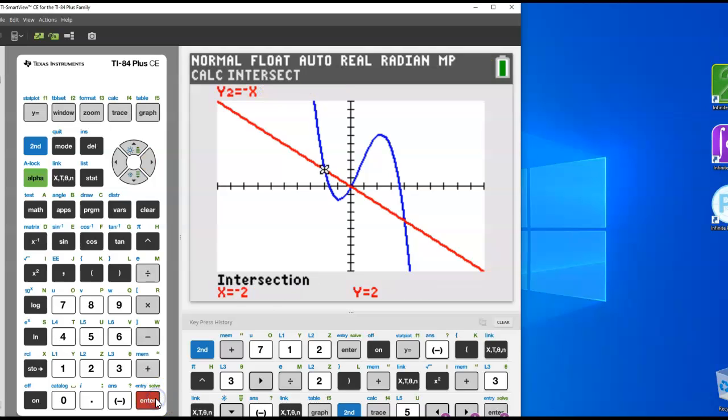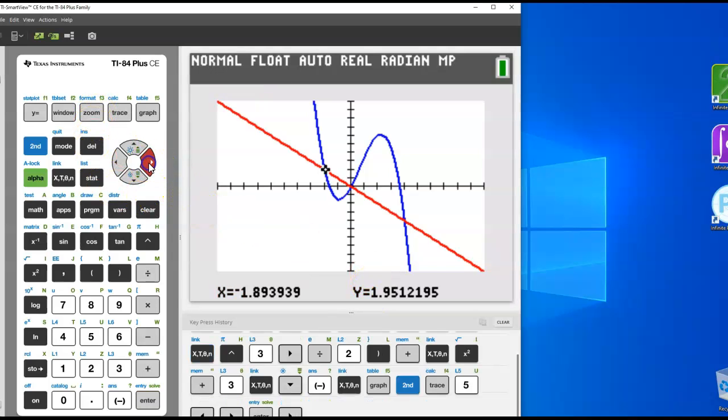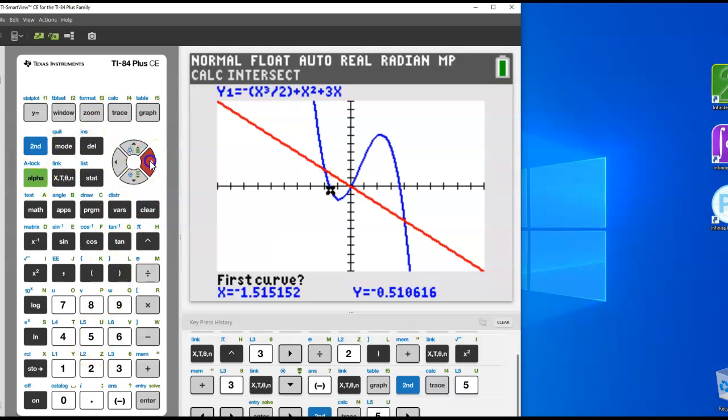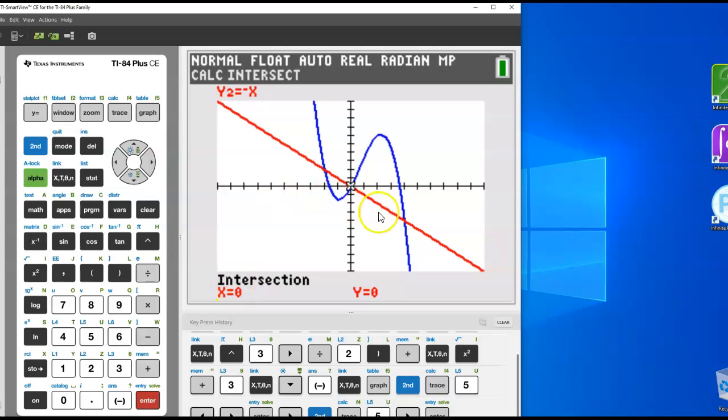1, 2, 3. So it's -2 for the x. Remember, we don't care about the y right now. And then we're going to repeat that process. Second, trace, 5, scroll over to the point you're interested in, enter 3 times, got your next one, and you can repeat it for the last one. But I already know it's going to be 4, so we don't need to do that.